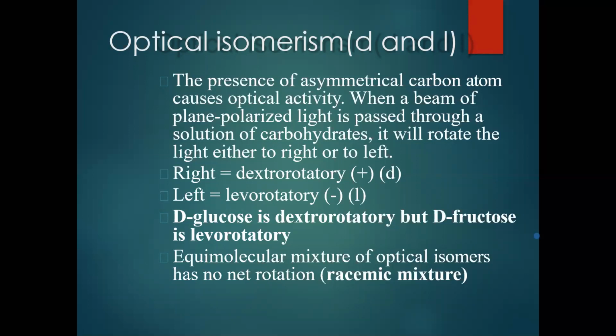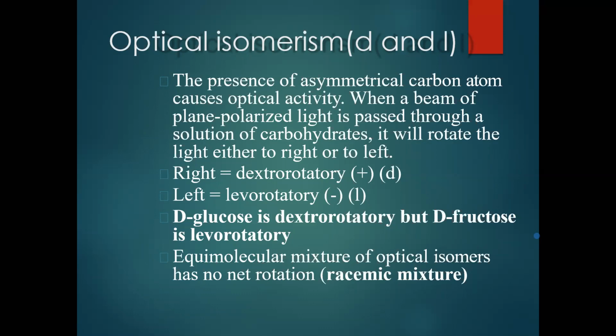whereas optical isomerism occurs due to the ability to rotate the plane polarized light in a certain direction. The presence of an asymmetric carbon atom causes this optical activity. When a beam of plane polarized light is passed through a solution of carbohydrate, it will rotate the light either to the right or to the left. If it rotates the light towards the right, it is called dextrorotatory, and if it rotates the light towards the left, it is called levorotatory.